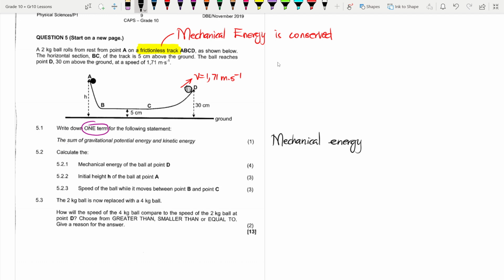Then we have to calculate the mechanical energy of the ball at D. There's point D. And then what I want to mention for this.